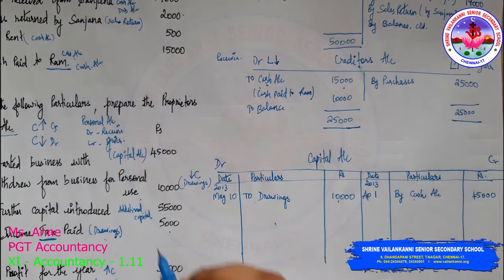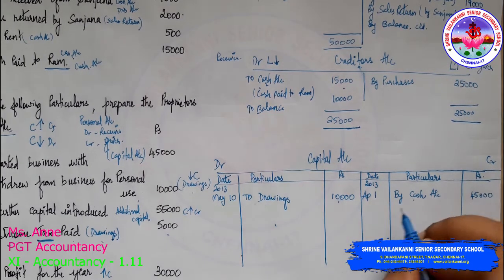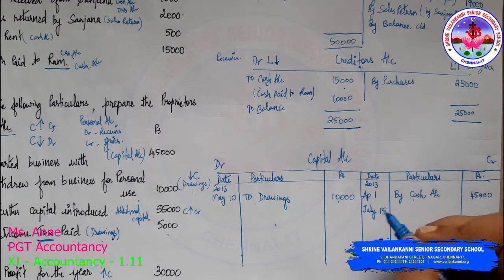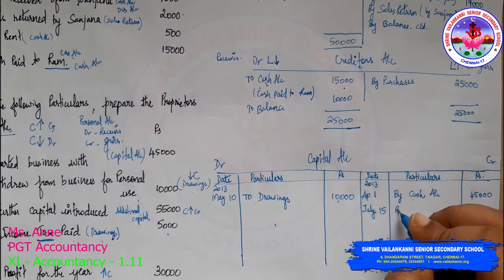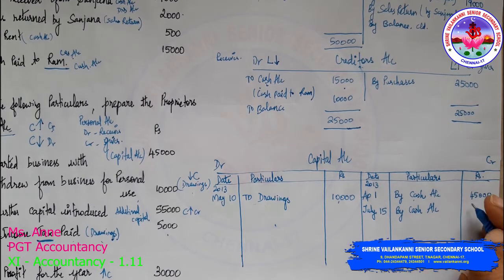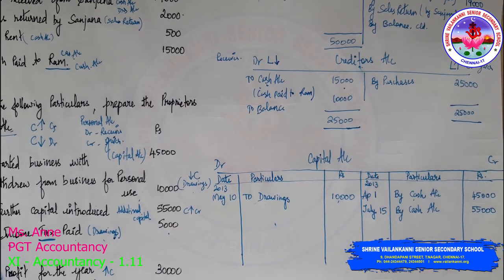Okay, then further capital introduced, it is an additional capital, so I am going to take it to the credit side because it increases the capital, so obviously it should be credit. What is the date? July 15. There is a new introduction of capital in the form of cash, so I am just writing it here, by cash account 55,000.